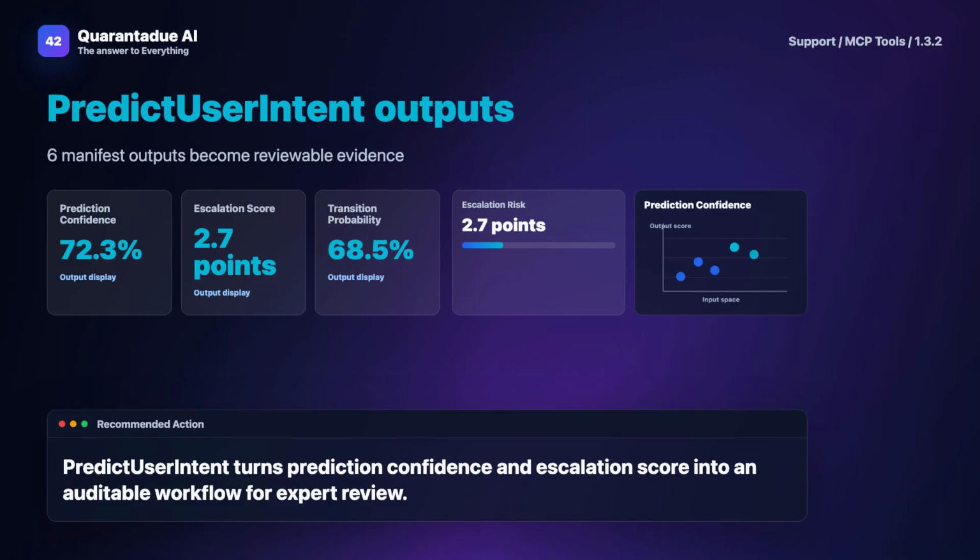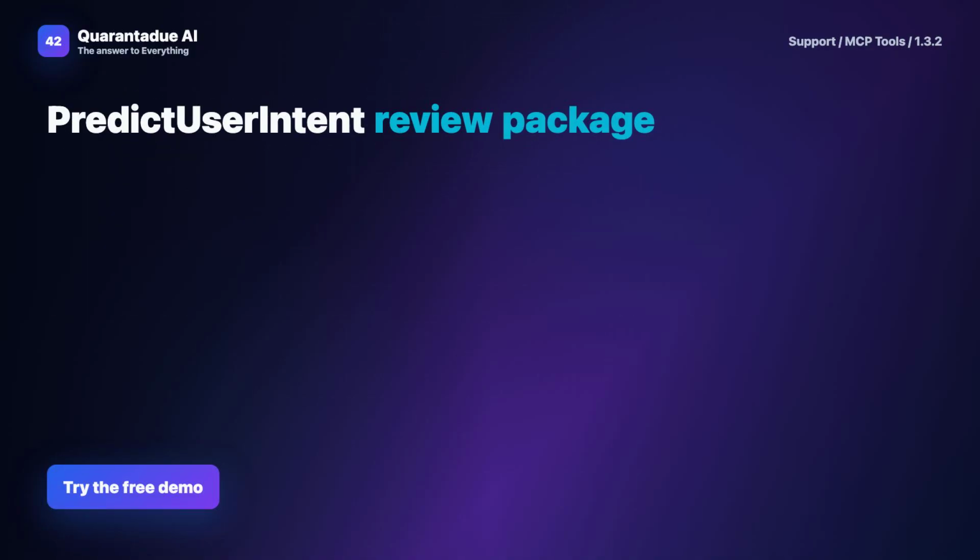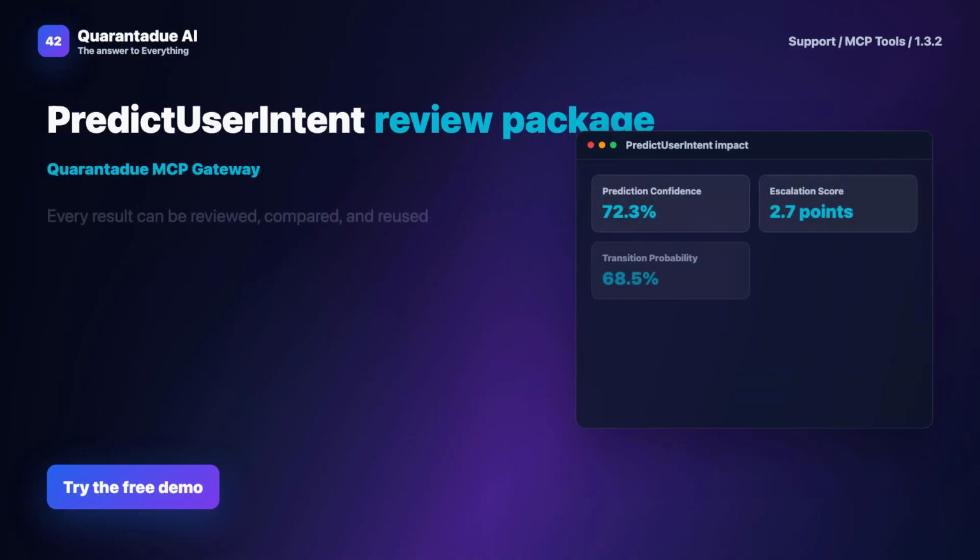Predict user intent returns structured outputs such as prediction confidence, escalation score, transition probability, escalation risk, and intent risk versus confidence matrix. These outputs are designed to support review, reporting, comparison, and follow-up actions.